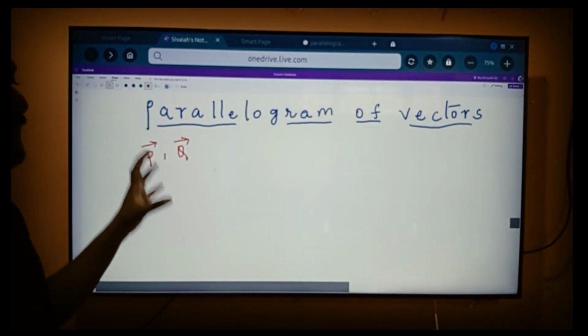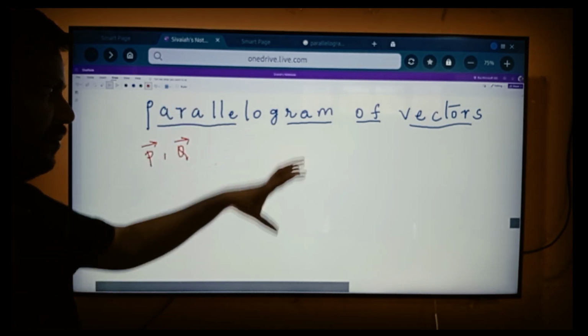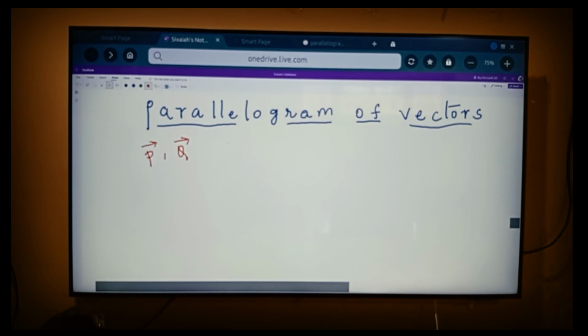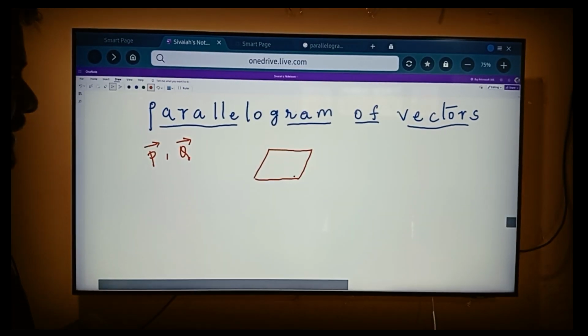Those two vectors are acting on the same particle, starting from one point. They are parallel to the two adjacent sides of the parallelogram. So I am considering the parallelogram like this. You can take these two vectors.